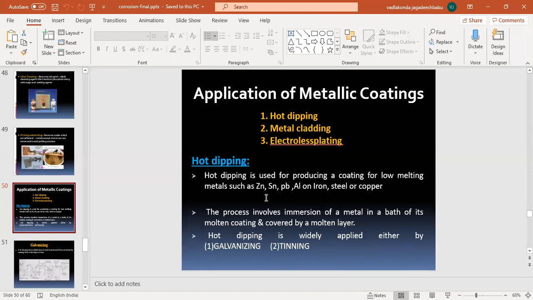Is it clear, everyone? Once again listen carefully. The base metal will be dipped in the hot solution of the coating metal, so that a layer of coating metal will be applied on the base metal. So for hot dipping, generally coating metals which have a low melting point will be used. A coating of low melting metals will be applied on the high melting metals, and the coating metals are zinc, tin, lead and aluminum on the iron.